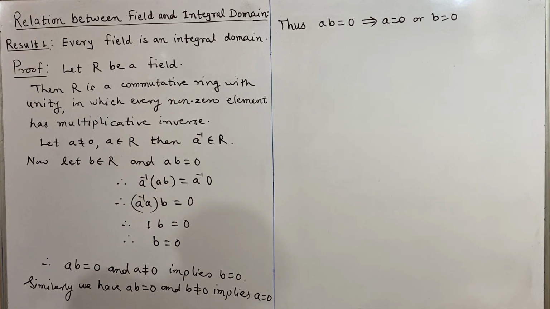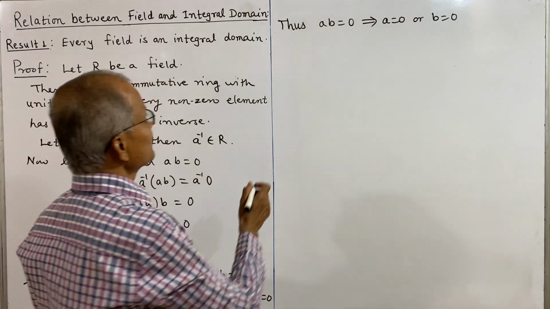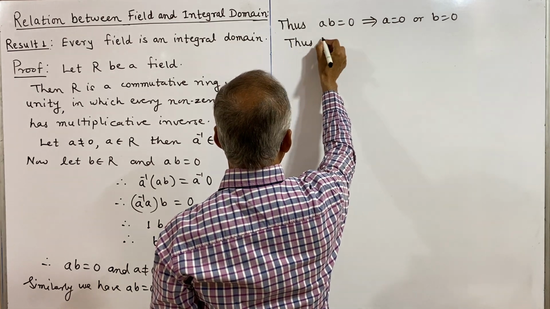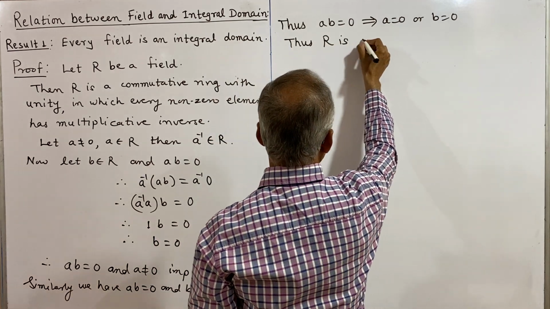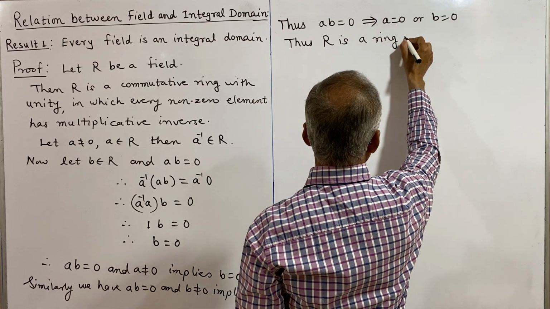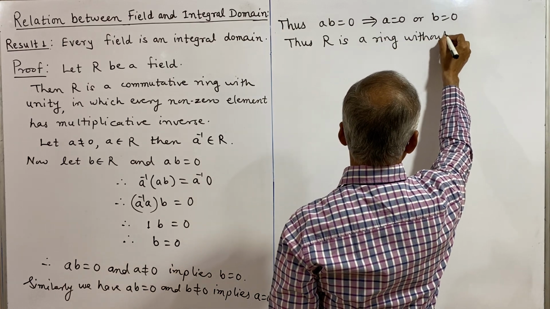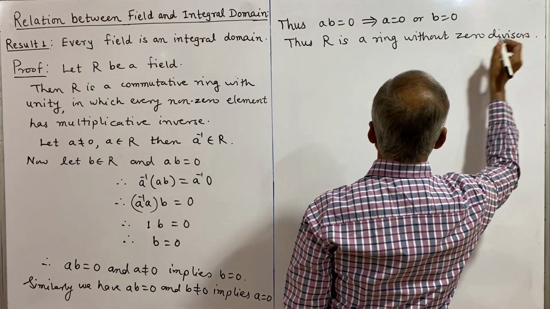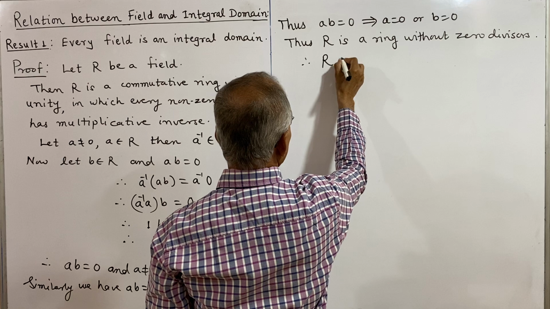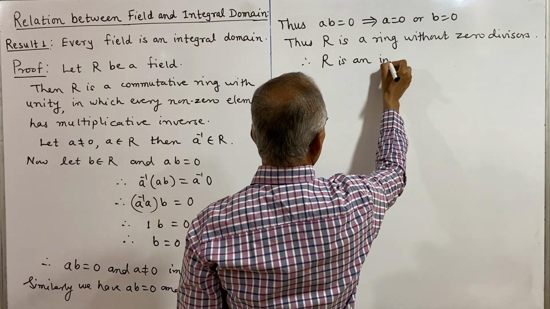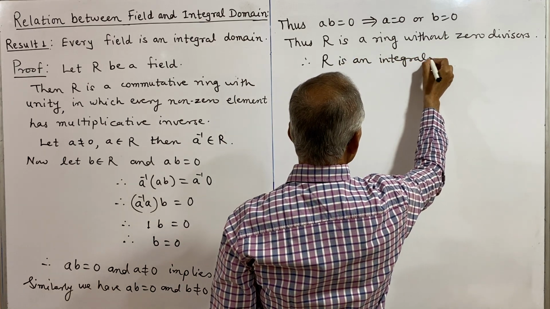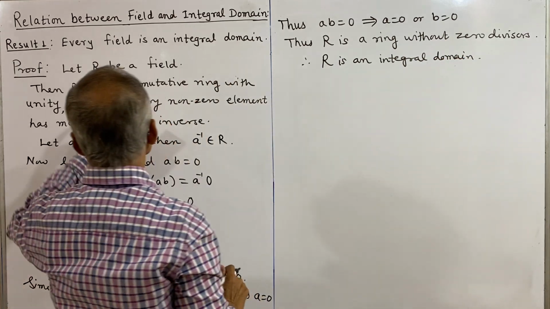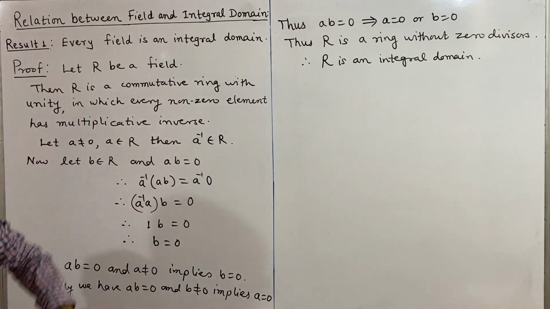This is the ring without zero divisor. So, thus R is a ring without zero divisor, and therefore R is an integral domain. And that means every field is an integral domain. So this proves the result: R is a field, R is an integral domain.